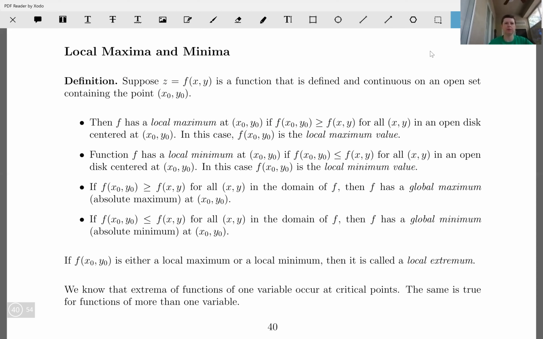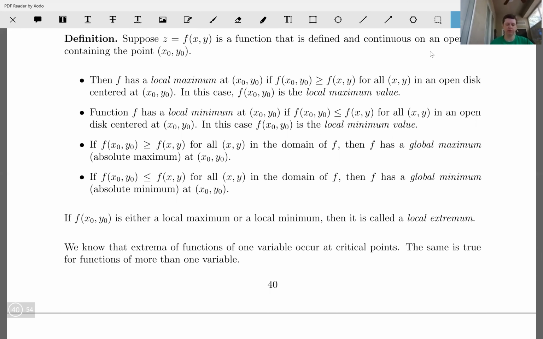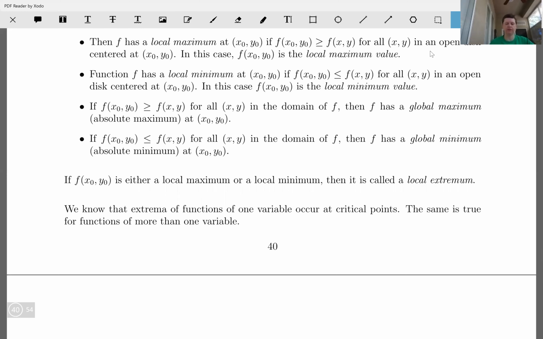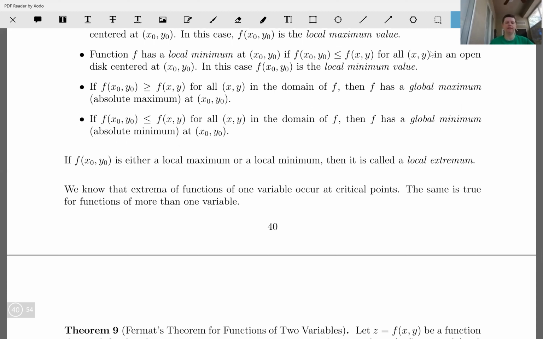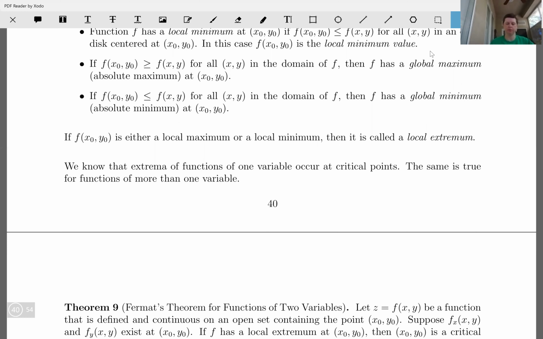The function evaluation at that point gives us the local minimum. Then there are the global maximum and global minimum. If f at that point is greater than or equal to f at any other point in the domain, we have a global or absolute maximum. And if f at that point is less than or equal to f at any other point in the domain of f, then we have a global minimum or absolute minimum. If f of (x naught, y naught) is either a local maximum or a local minimum, then it is called a local extremum.